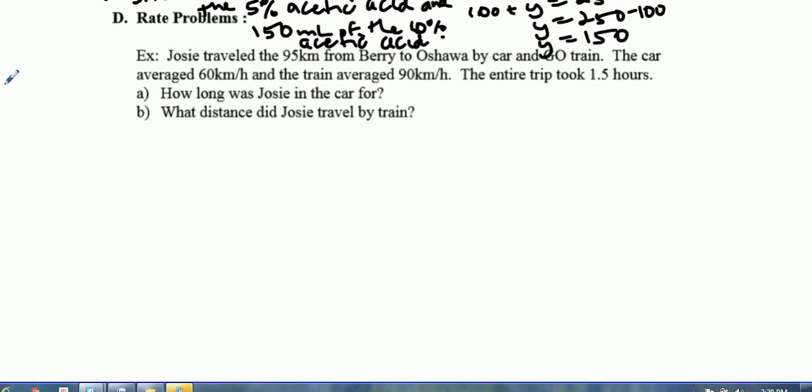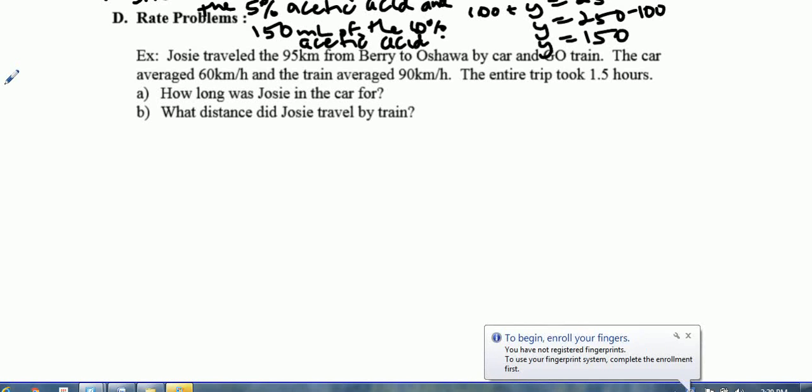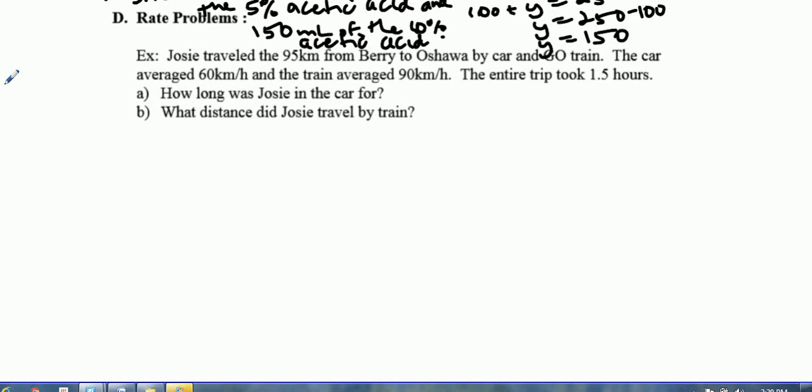Josie traveled the 95 kilometers from Barrie to Oshawa by car and GO train. The car averaged 60 kilometers an hour and the train averaged 90 kilometers an hour. And the entire trip took 1.5 hours. How long was Josie in the car for, and what distance did Josie travel by train?